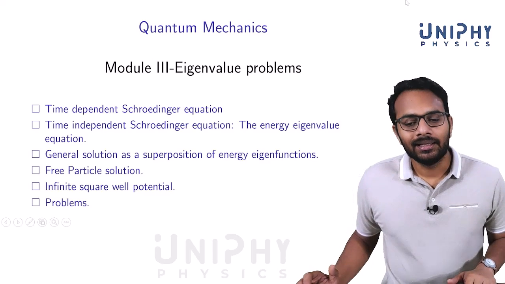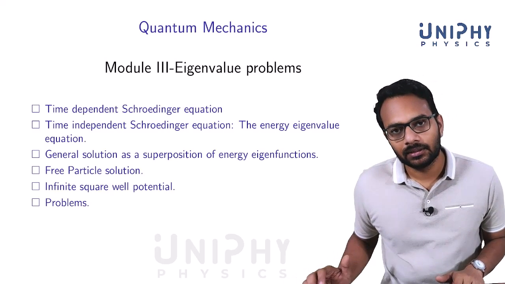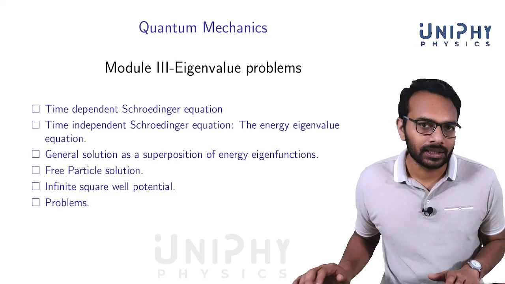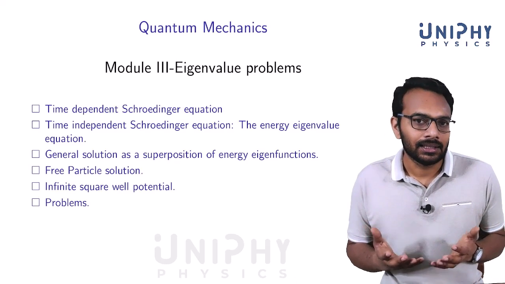Hi, let's start with some eigenvalue problems in quantum mechanics. Okay, so we'll start with the time-dependent Schrodinger equation. That's the usual full Schrodinger equation. All right, and we'll see that in some situations there are simplifications.